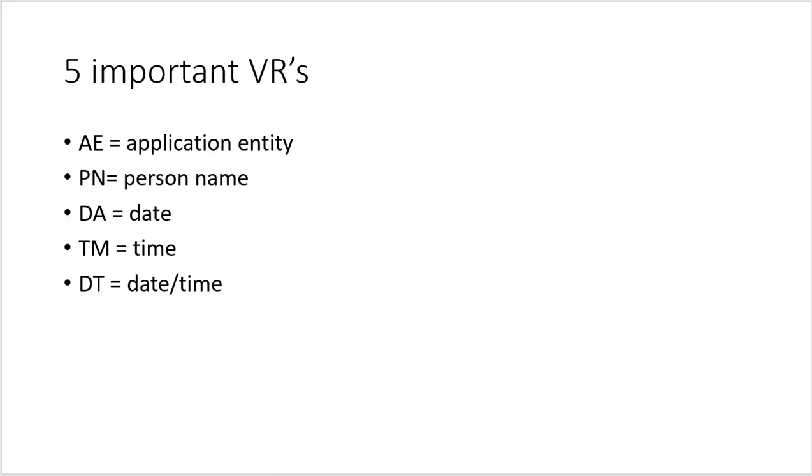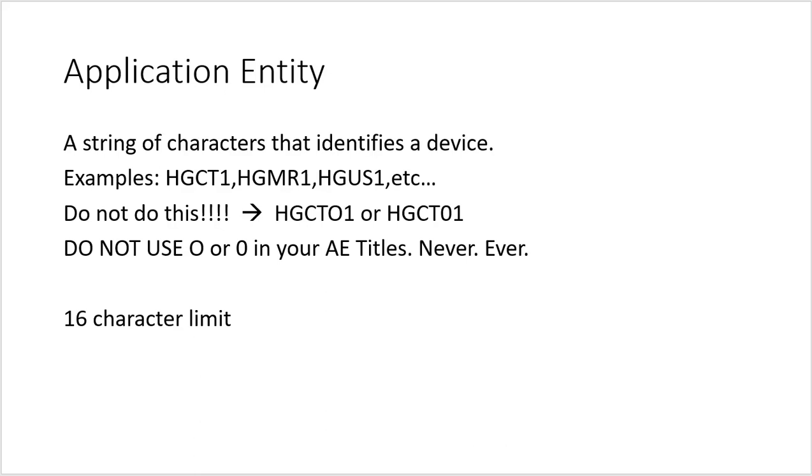So here's 5 important VRs. There are lots and lots. There's probably hundreds of VRs. Let's just start with 5 basic VRs to give you the idea. AE, application entity. PN, person name. DA is date. TM is time. DT equals date time.